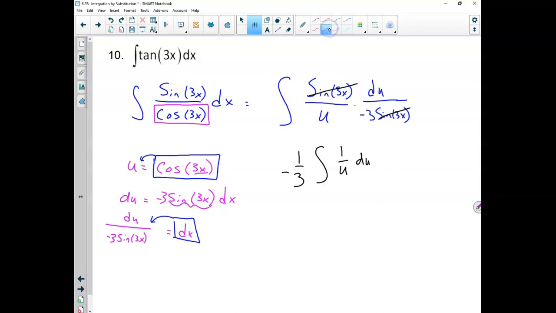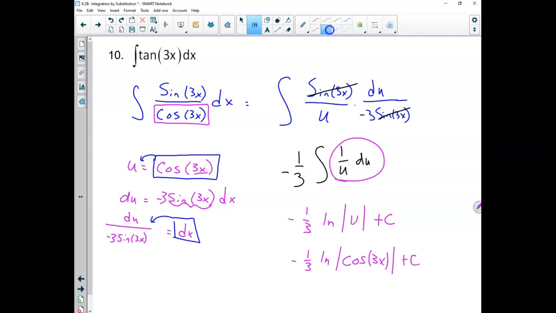Well, isn't that kind of nice? Because now this is super easy. It's negative 1/3 ln absolute value u plus c. But what is u? So it's negative 1/3 ln absolute value cosine 3x plus c. And that is my antiderivative, which means we just found a new antiderivative rule here, okay? We found a new antiderivative rule.